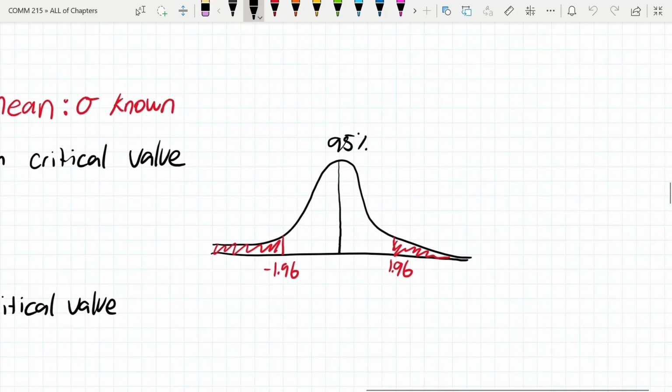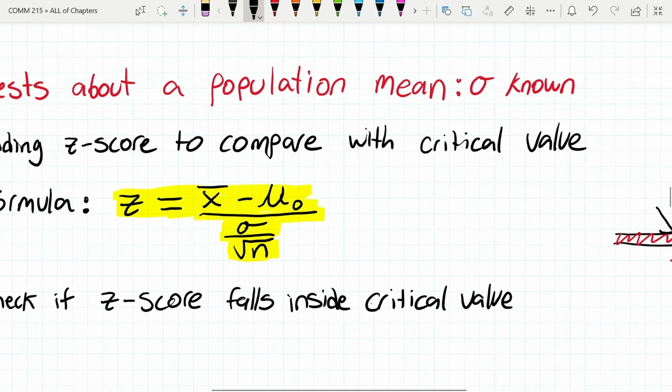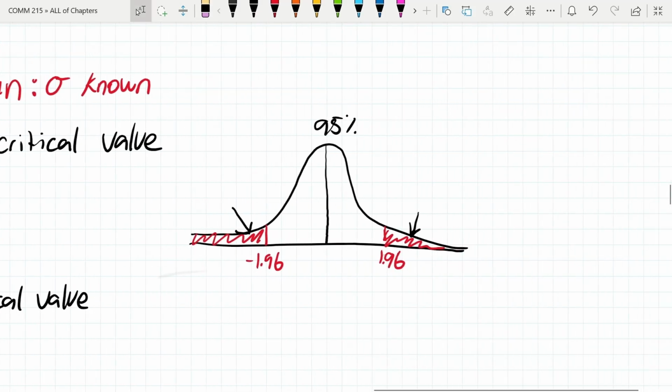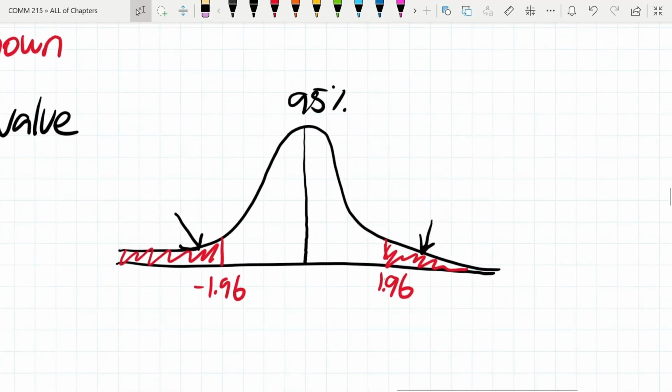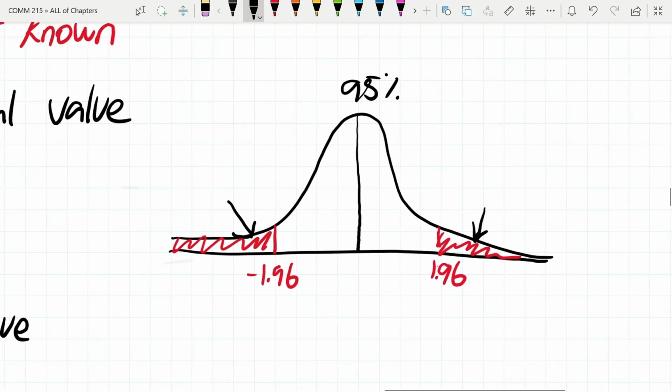If your z-score falls between here, if it falls inside this or in here, we must reject our hypothesis. So yeah, you pretty much, if your z-score falls in between the red, you reject your null hypothesis.